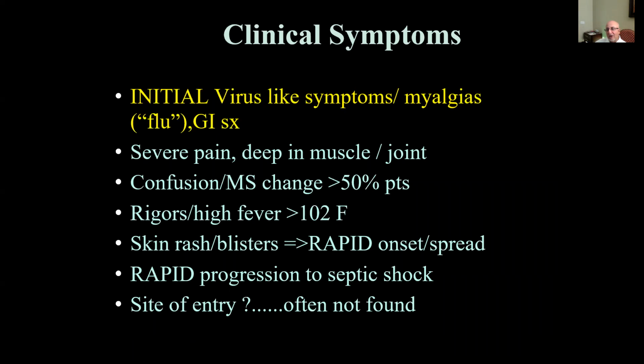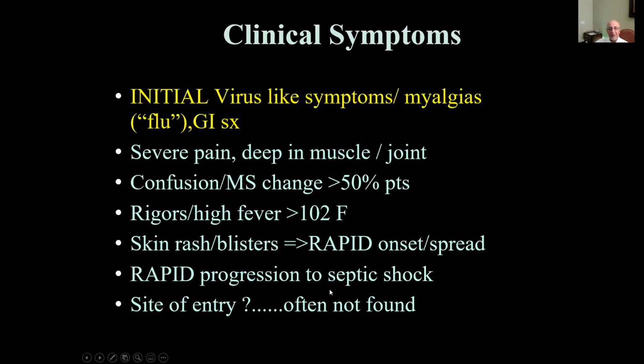The clinical symptoms generally are similar regardless of the cause of the necrotizing skin infection. Initially, the patients will experience viral-type symptoms, including myalgias or perhaps abdominal pain or muscle cramps or weakness. The pain, which is often in the extremities, is severe and deep in the muscle and joint, or feels like the pain is in the bone. Often there is confusion, delirium, or mental status change present, so always look for that or ask family regarding confusion. Patients on presentation often have a very high fever associated with rigors.